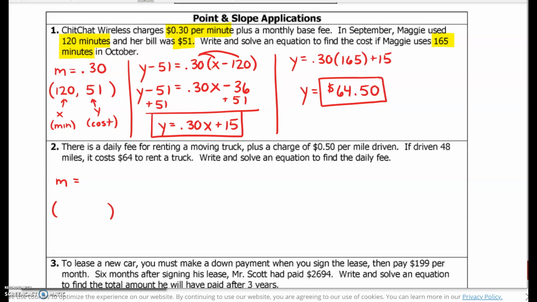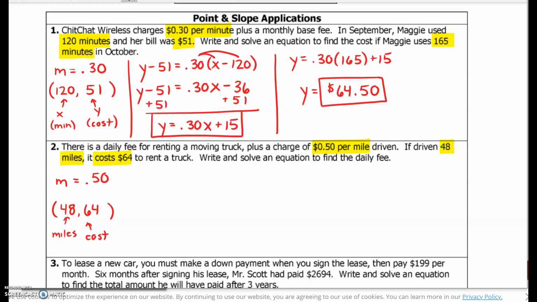So if you look at number 2, there's a daily fee for renting a moving truck plus a charge of 50 cents per mile. This would be your slope, 0.50. If driven 48 miles, it costs $64 to rent the truck. There's your X and Y combination. X is miles, Y again is your cost. Write and solve an equation to find the daily fee.